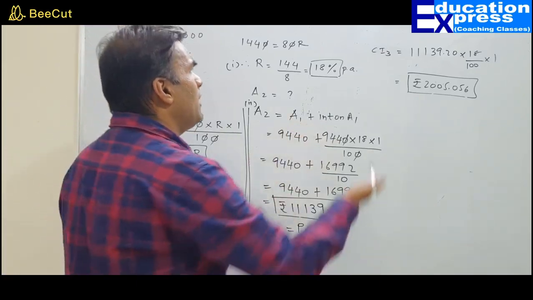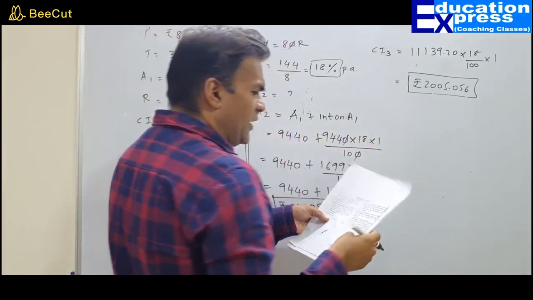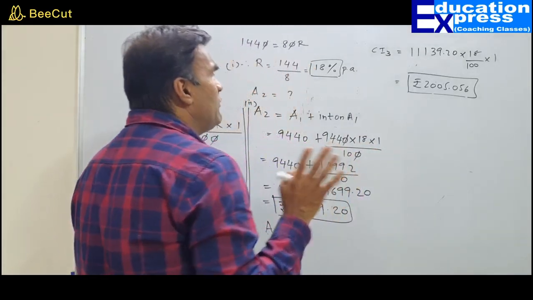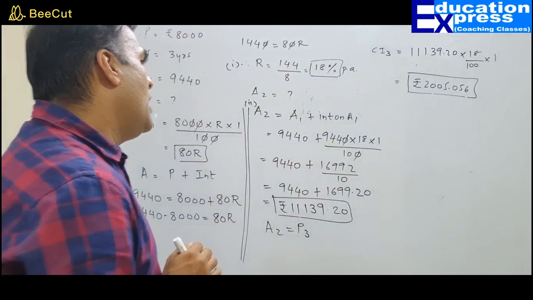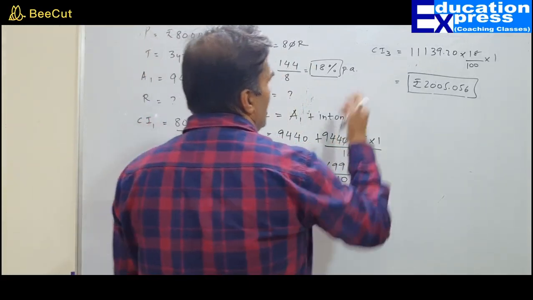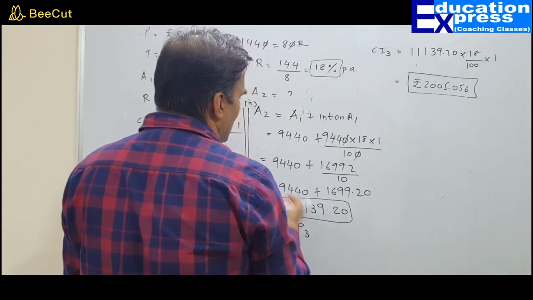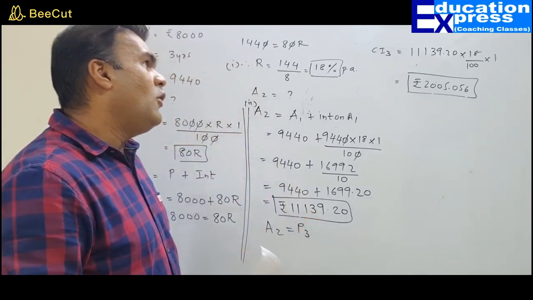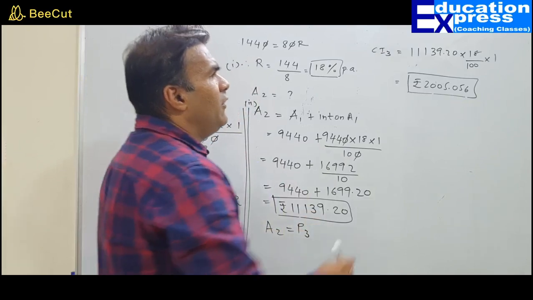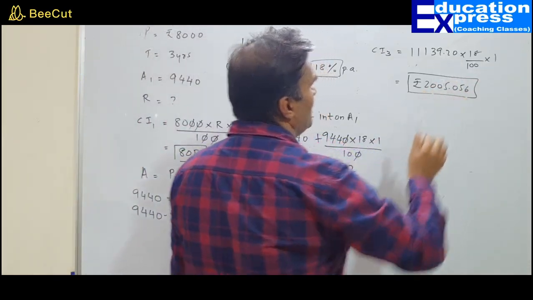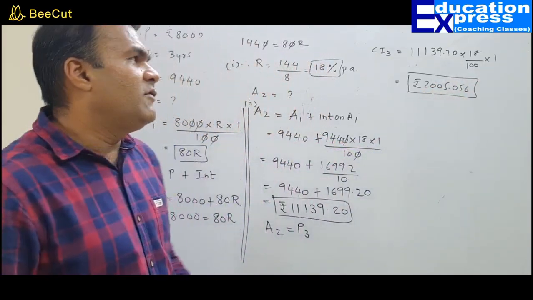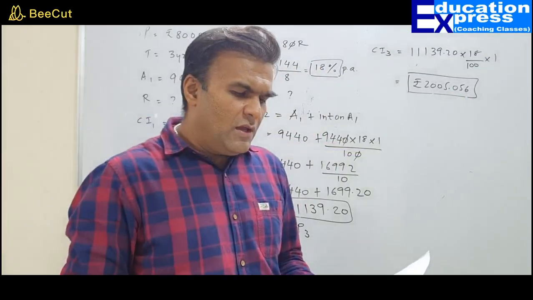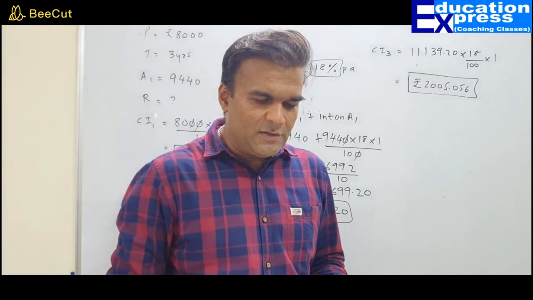Then they are asking us the interest accrued in the third year. So we just have to find the interest for the third year. How can we find the interest for the third year? Very simple. This is the amount at the end of second year, which is nothing but the principal for the third year. And on that, 18% for 1 year, which will be 2005 rupees 0.056 paise. Let us move on to the next question.